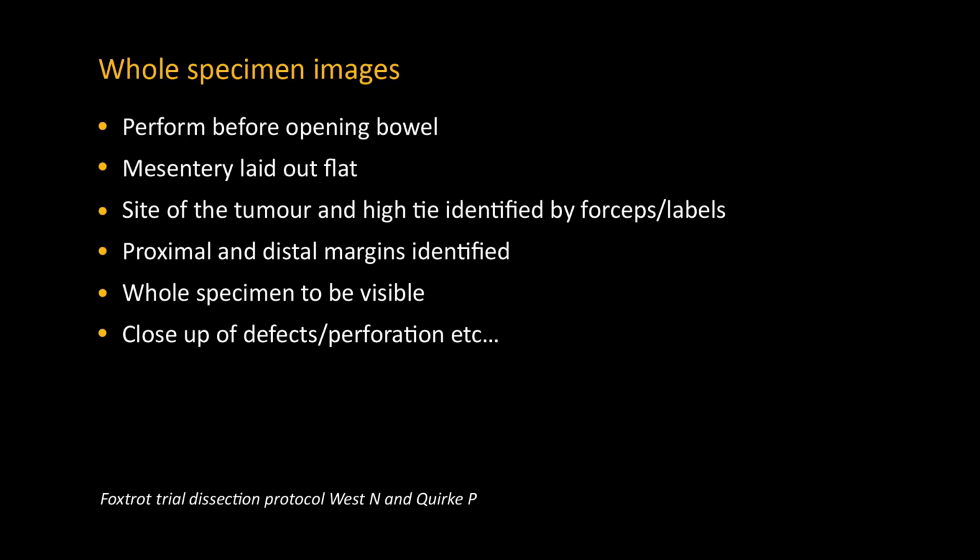So the whole specimen images we like to be performed before opening the bowel. The mesentery should be laid out flat, and if you could identify the site of the tumour and the high tie, either by forceps or by labels, that would be helpful. The proximal and distal margins need to be identified in colonic cancers for us, and again we want the whole specimen to be visible with close-ups of defects or perforations to prove what they are.